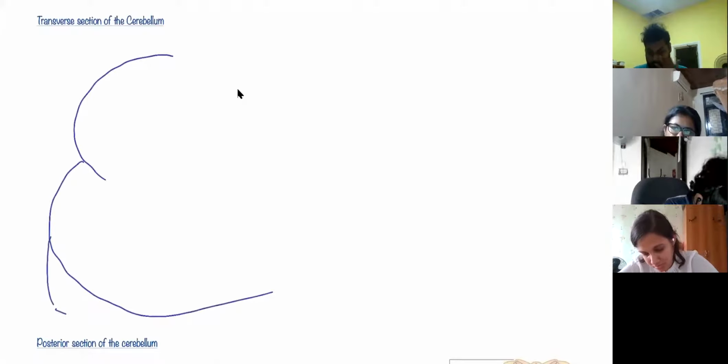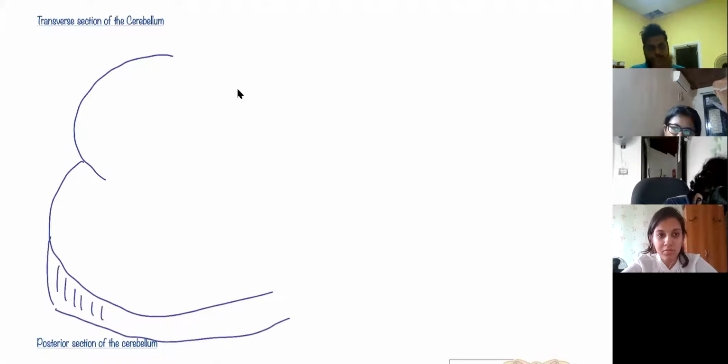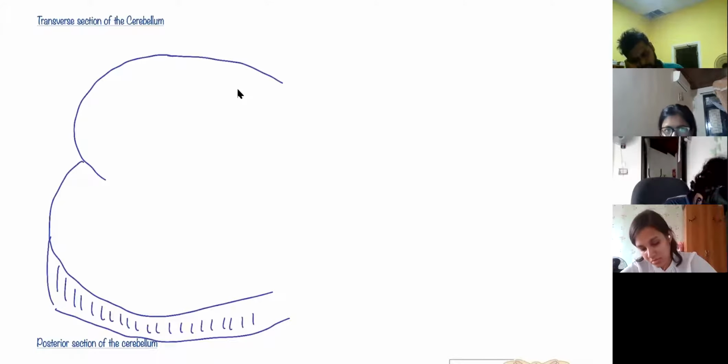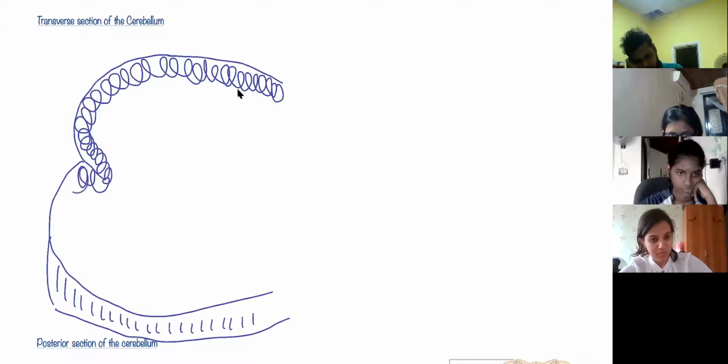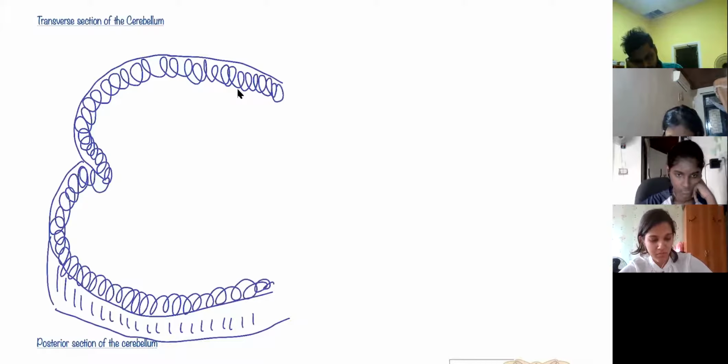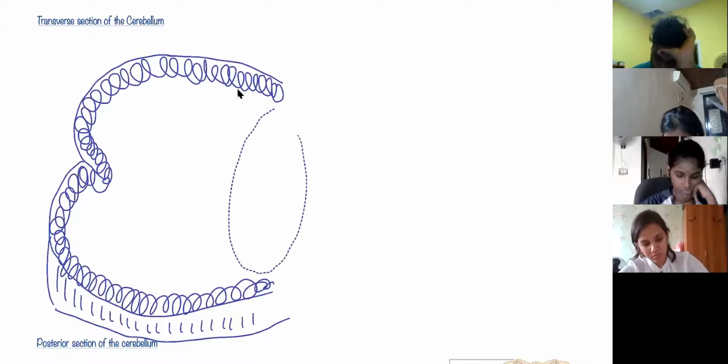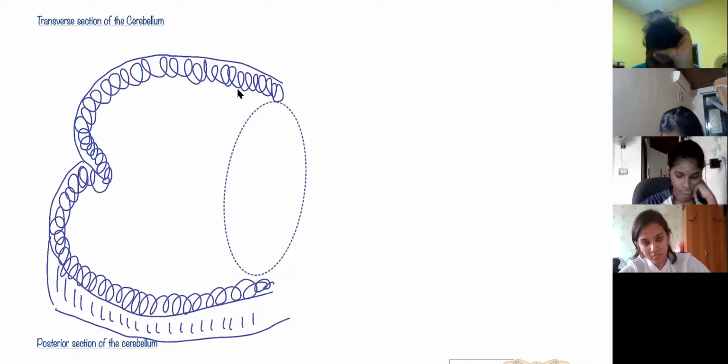You will see it like this. We have cut it as a transverse section. This is also very similar to the structure of the cerebrum, because the gray matter regions are found on the outside. This is called the cortex of the cerebellum. This is the gray matter region. And in the middle we have some deep nuclei. These are the deep nuclei.